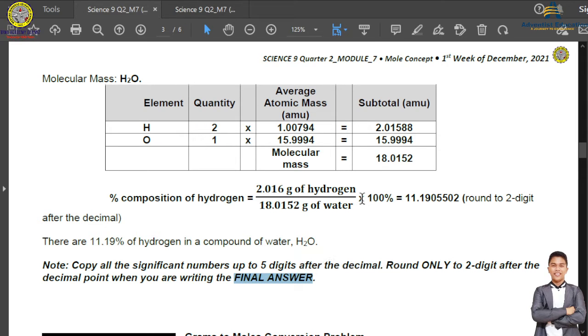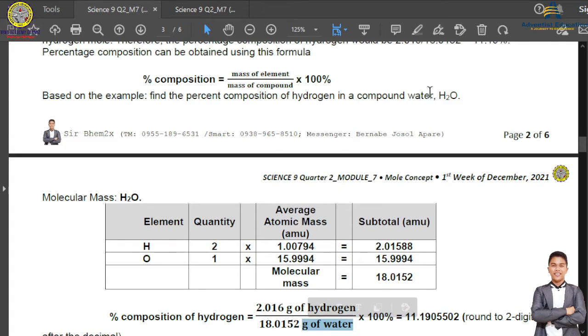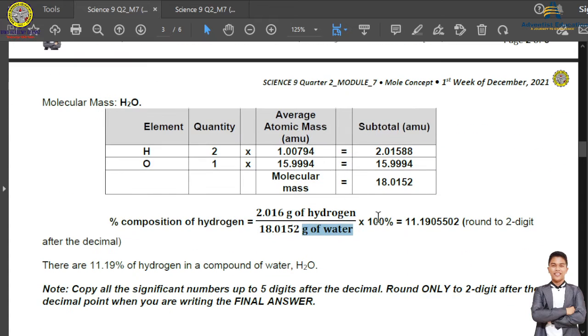Times divided by the total molecular mass of this compound, which is 18.0152 grams of water, because we are using the compound water. So divide that and then times 100, and you are going to get 11.1905502. Now you can round this number to 2 digits after the decimal point.